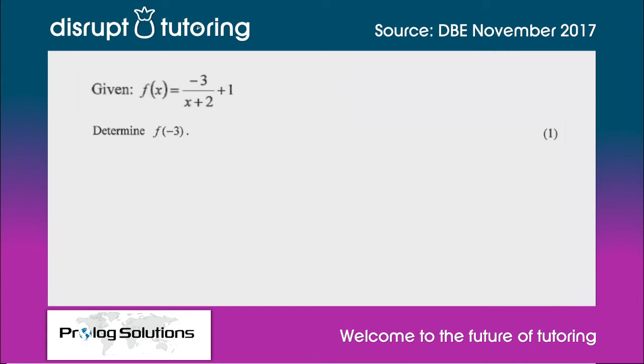Today I'm going to be taking you through a question on functions, and it's a very basic question for now, but this was taken from the November 2017 DBE exam. So let's jump straight in. We are given the function f(x) = -3/(x+2) + 1. Firstly, we should note that this is a hyperbola. Okay, but the first question just says determine f(-3).